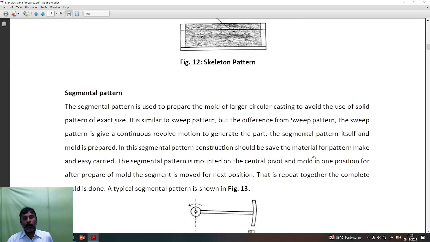Segmental patterns. A segmental pattern is used to prepare the mold of larger circular castings. It avoids the use of a solid pattern of exact size. It is similar to a sweep pattern, but the difference is in form. The sweep pattern is given a continuous revolving motion to generate the part, while the segmental pattern itself is the part and the mold is prepared in segments. The construction should save the material for pattern making and be easy to carry. The segmental pattern is mounted on the central pad of the mold in position. After preparing the mold, the segment is moved to the next position.